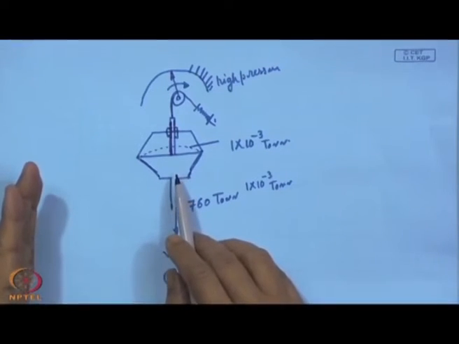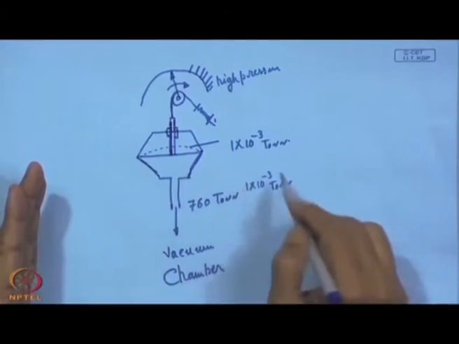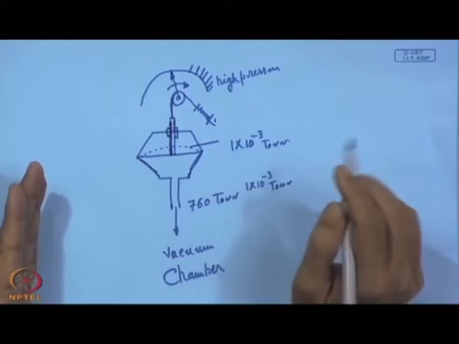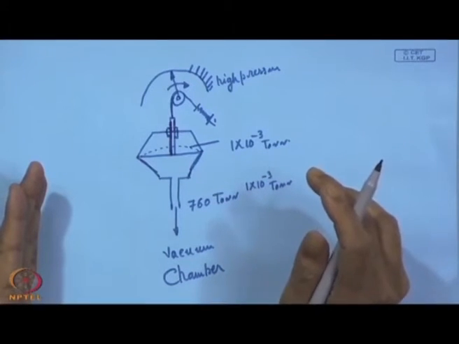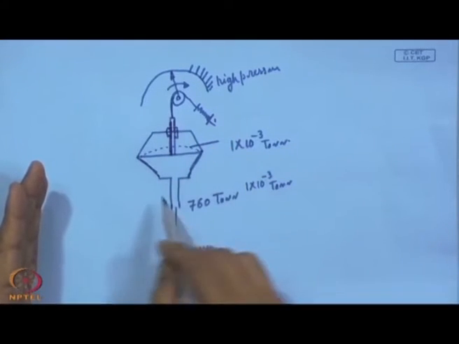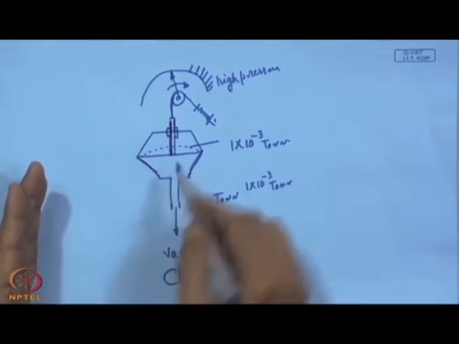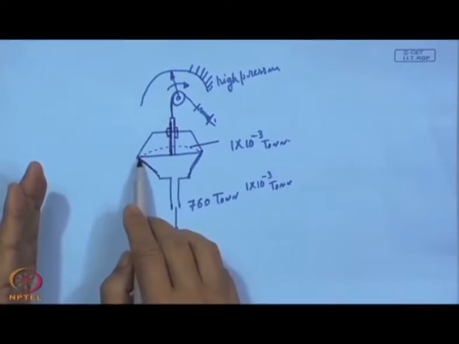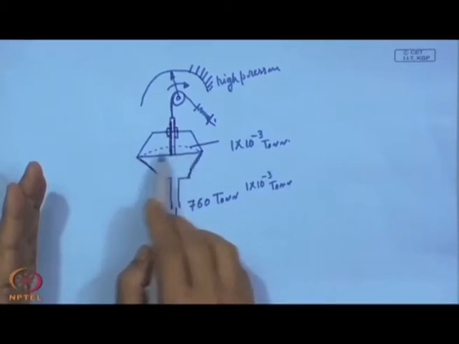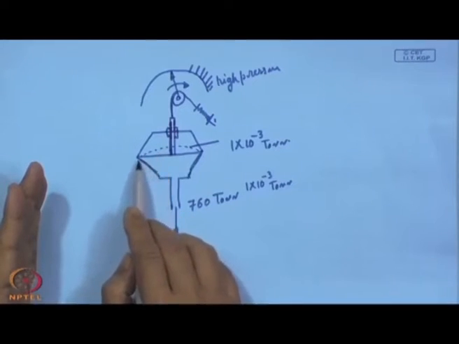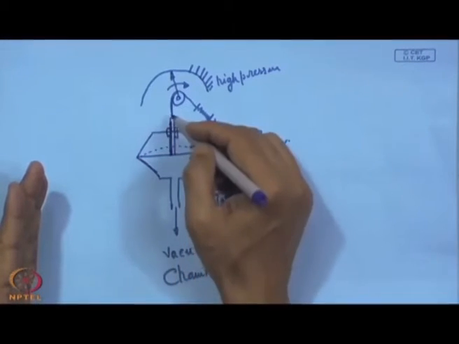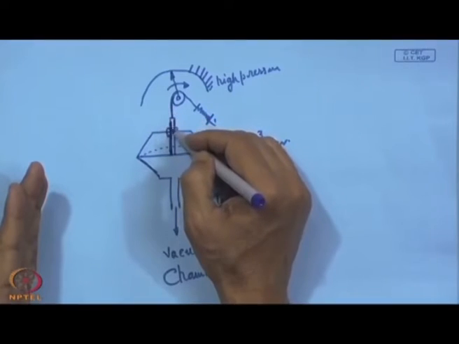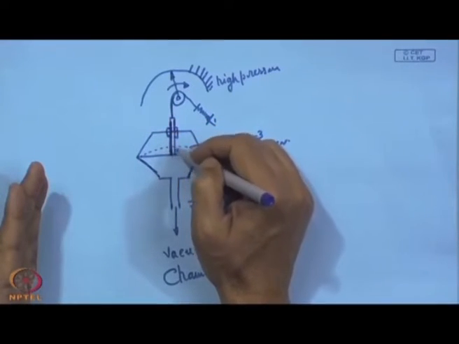Low vacuum, that means high, not too high vacuum, of the order of 1 into 10 to the power minus 3 torr. In that case, what is going to happen when we evacuate the system? This diaphragm, which is already bent, will try to restore to its original position. So, that means the whole thing will move in the downward direction.